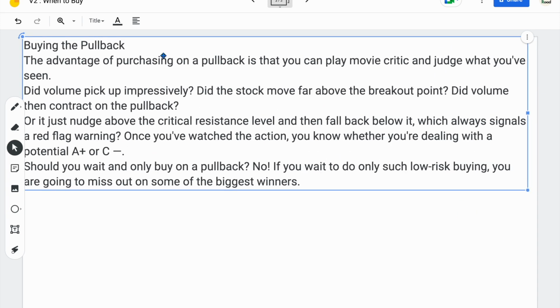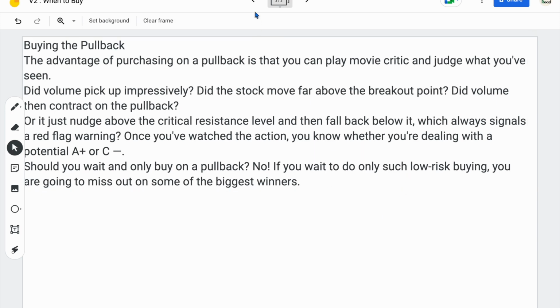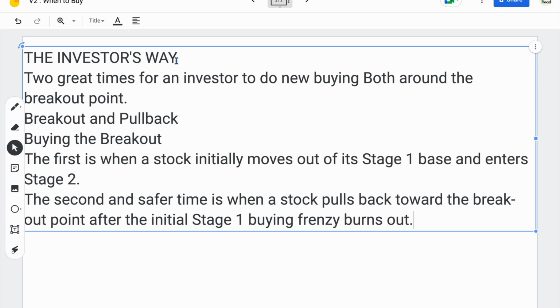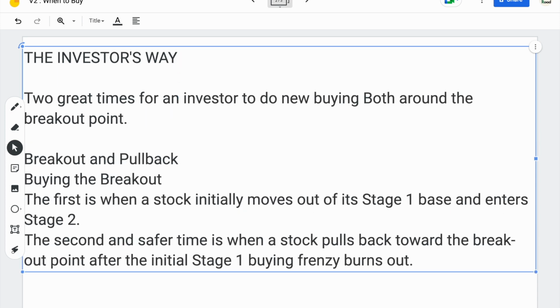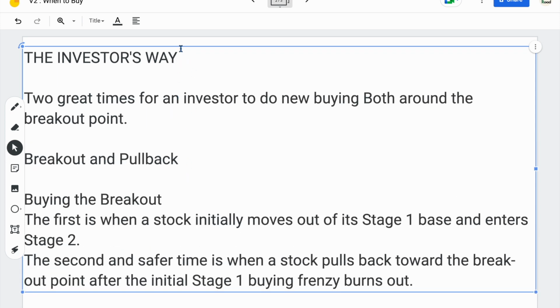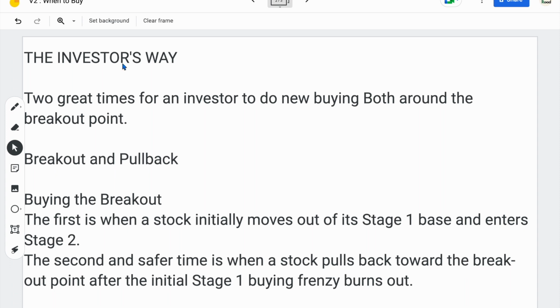Very important concepts about breakout buying and pullback buying are discussed here. So let's first focus on this. He calls this the investor's way. When Stan is using the word investors, he's saying somebody who will keep holding the stock for the entire stage 2. That is what he means by an investor. So get that point very clear. So basically, holding for a long period of time.